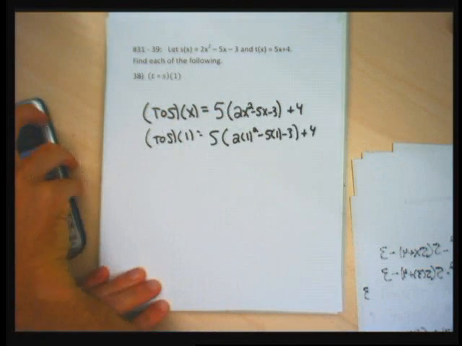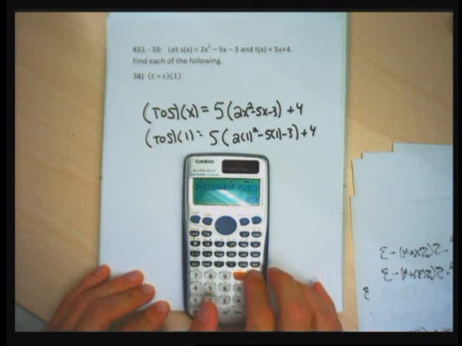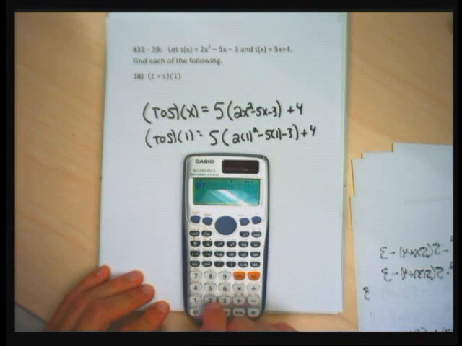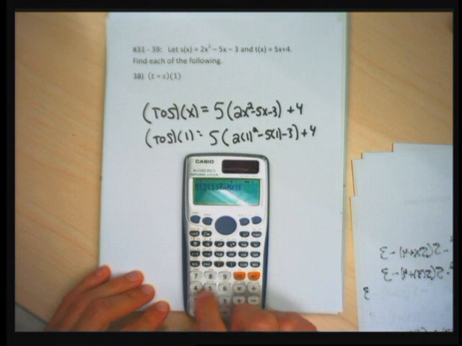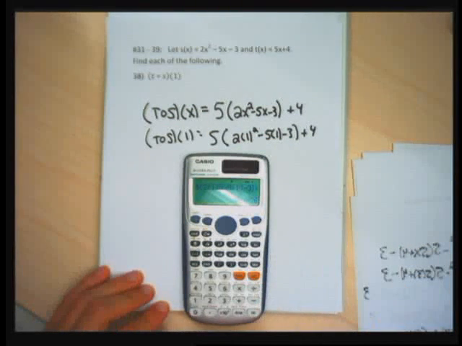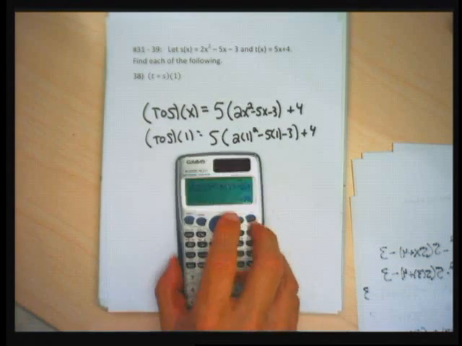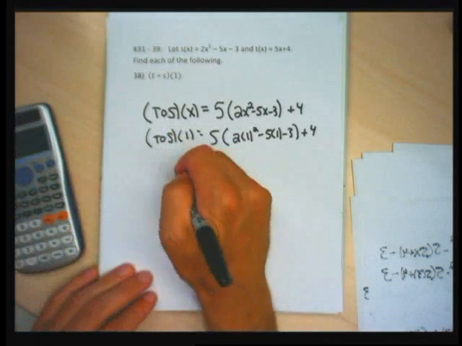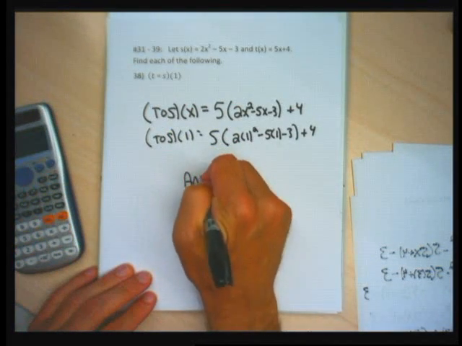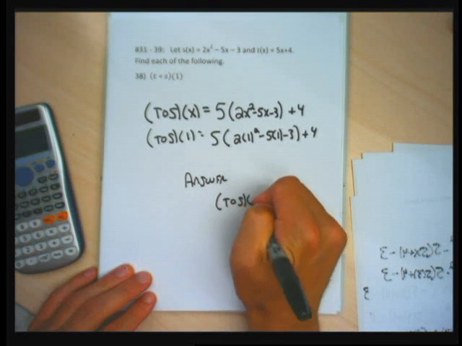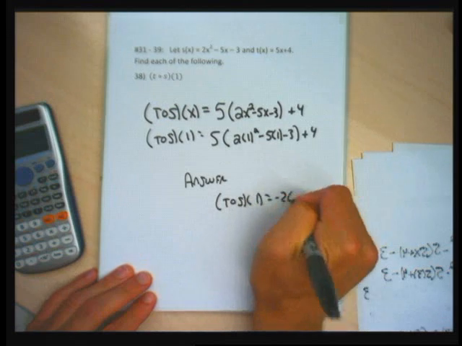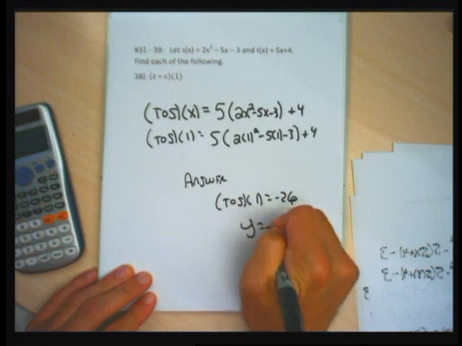Although I could do that without my calculator, it's the last problem. I'm probably as tired as you, so I'm going to just mindlessly press buttons and make an exact copy of that. And I get negative 26, assuming I haven't pressed any buttons wrong. So for my answer, I can do t composed with s of 1 equals minus 26. Or I can say y equals minus 26.